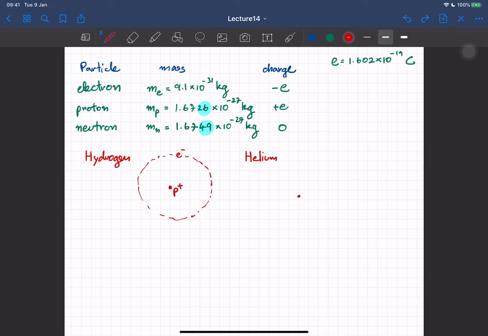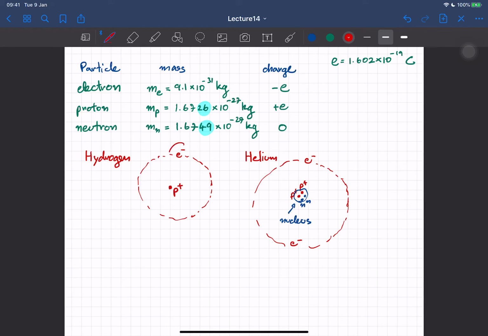So the center of the atom is called the nucleus. For helium, usually you're gonna have two protons, so P plus, and also two neutrons. Together, this is called the nucleus. And the electrons orbiting around, we have two. Right, so this is a very rough sketch of what's happening.